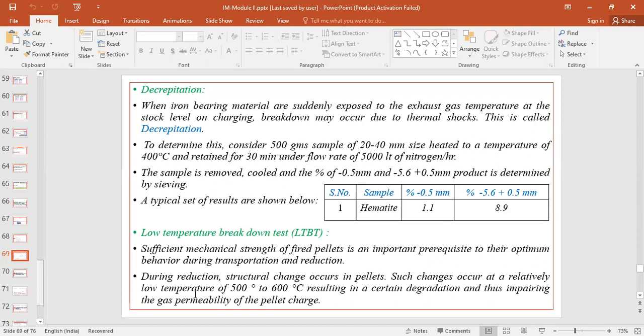Then we have a low temperature breakdown test. So again, here also we subject this, especially for pellets. Sufficient mechanical strength of fired pellets is an important prerequisite to their optimum behavior during transportation and reduction. During reduction, structural changes occur inside the pellet. These changes occur at a relatively low temperature, around 500 to 600 degrees centigrade, resulting in a certain degradation and thus impairing the gas permeability of the pellet charge.